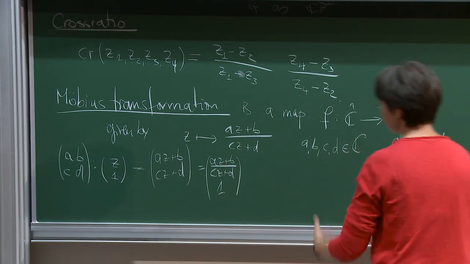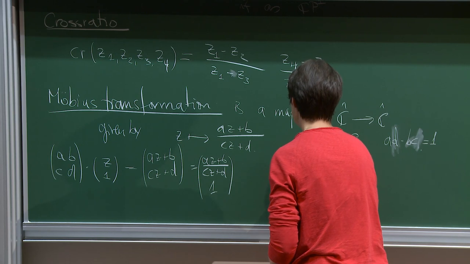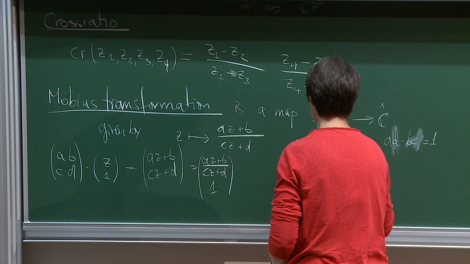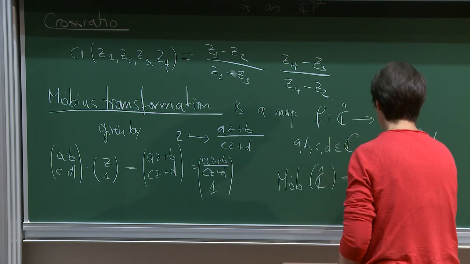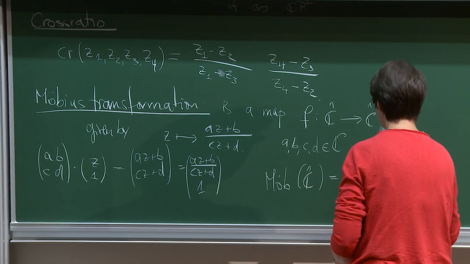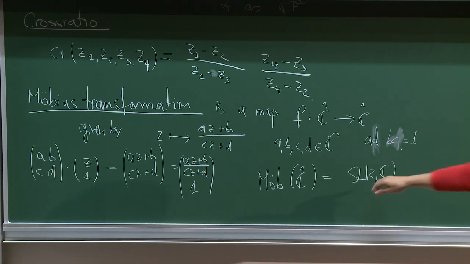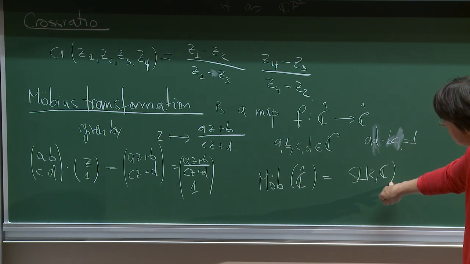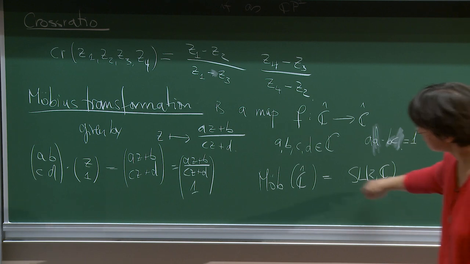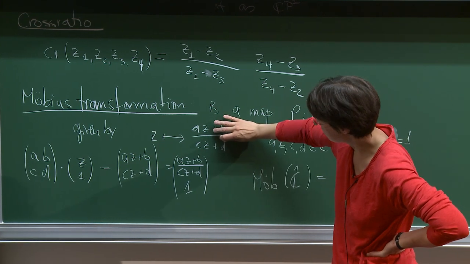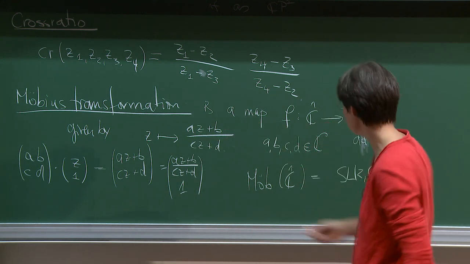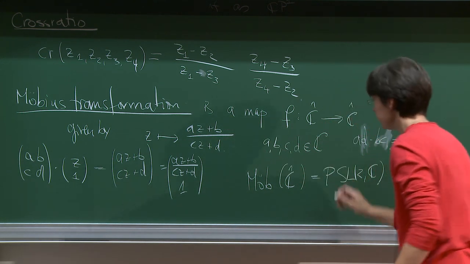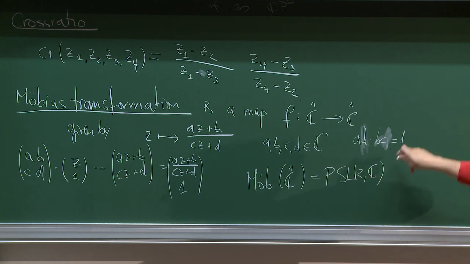And so we think of the group of Möbius transformations as the group of 2x2 matrices over the complex numbers with determinant 1. And you actually have to mod out, you see this here: if you take minus the identity, you have minus 1, minus 1, and that acts the same way as the identity. So we will actually look at PSL2C, so it's SL2C quotient by plus minus the identity.